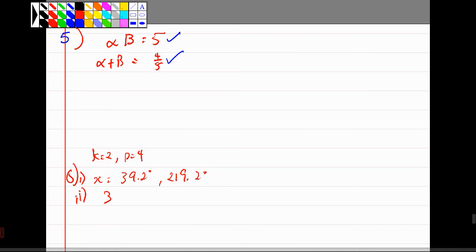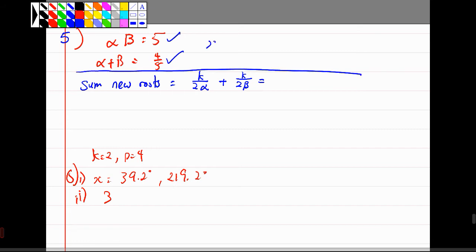No lah. Okay, now question 5. This is okay, but some of you are not very sure how to find the new roots. Now let's revise again for alpha beta. So new roots. You need to write down the sum. Can write down the sum of new roots: k over 2 alpha plus k over 2 beta. Oh, this one is for x squared minus 4x plus 5 equals 0.